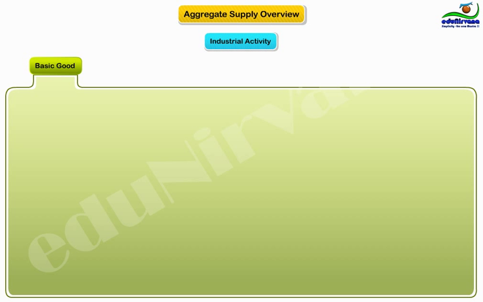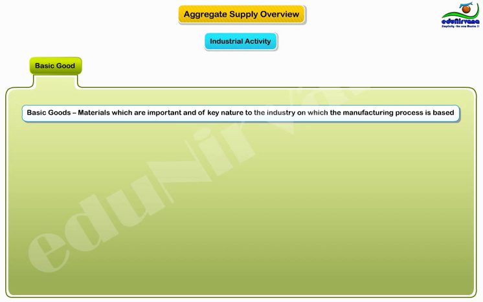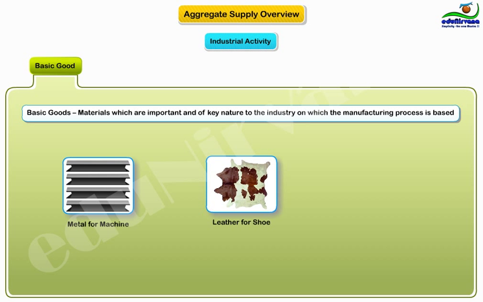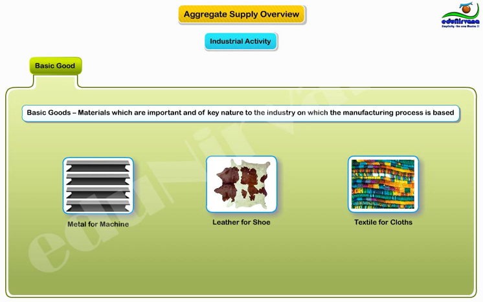Basic goods. Basic goods are the materials which are important and of key nature to the industry, on which the manufacturing process is based, vis-a-vis metal for machine, leather for shoe, textile for clothes. Such material is not lost through the process of production, but only changes its forms.